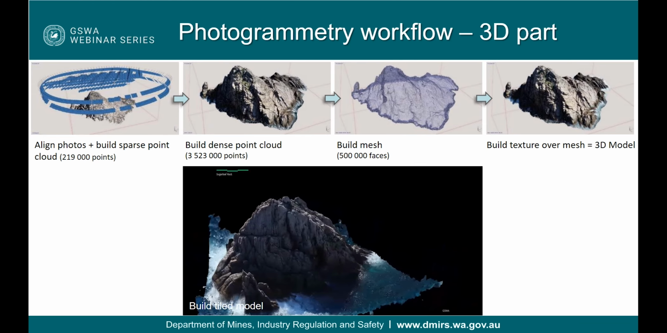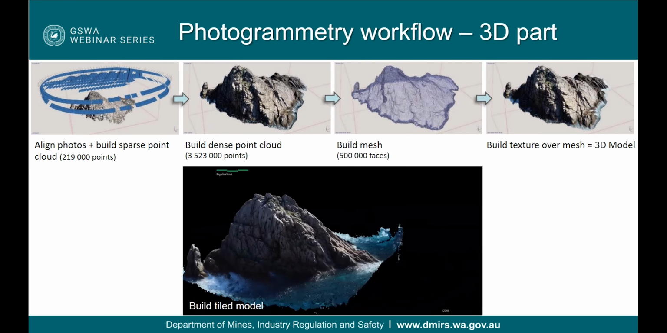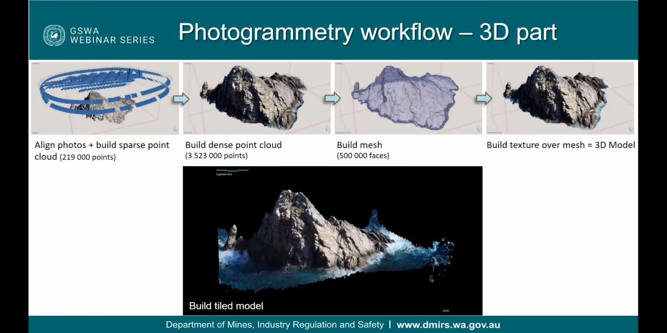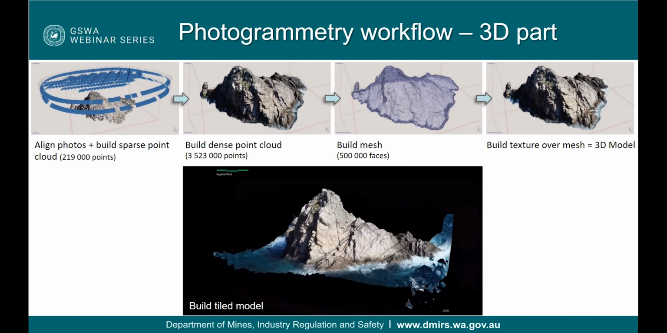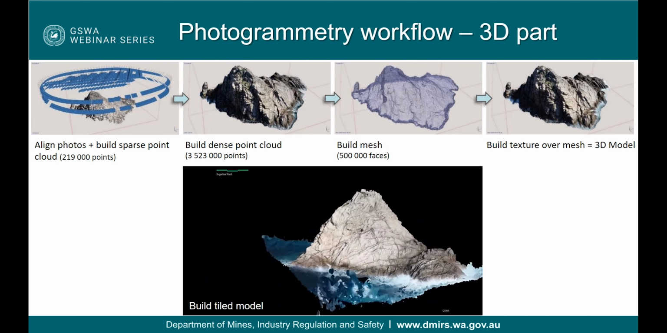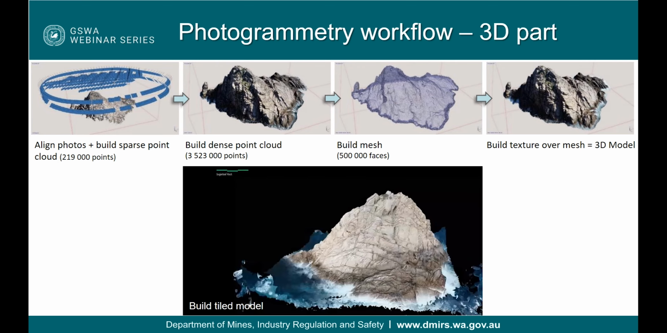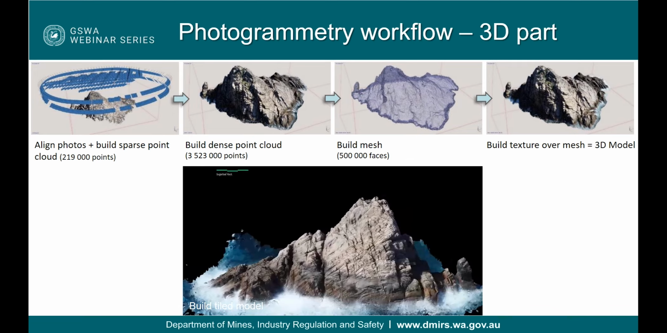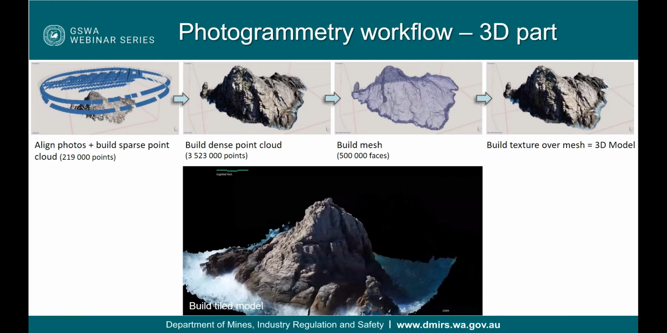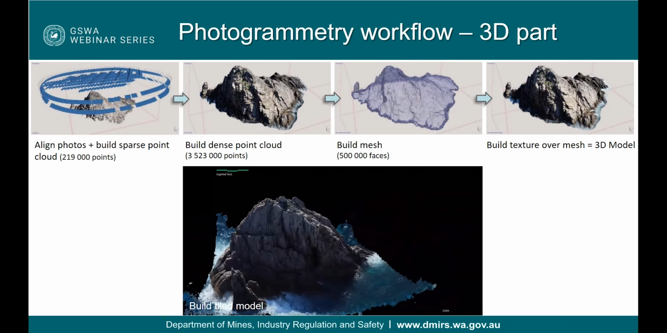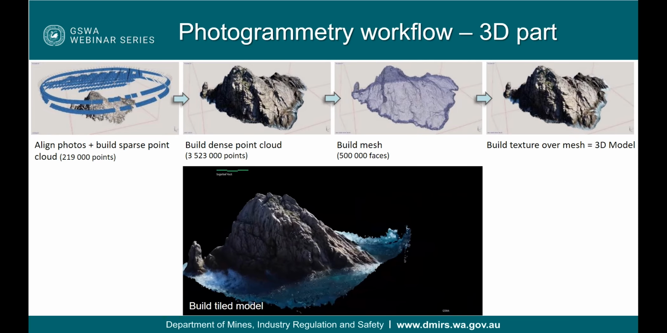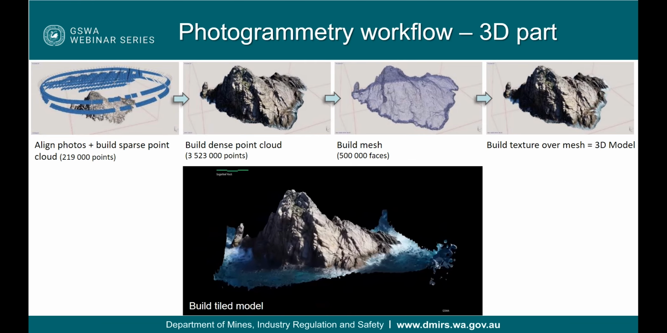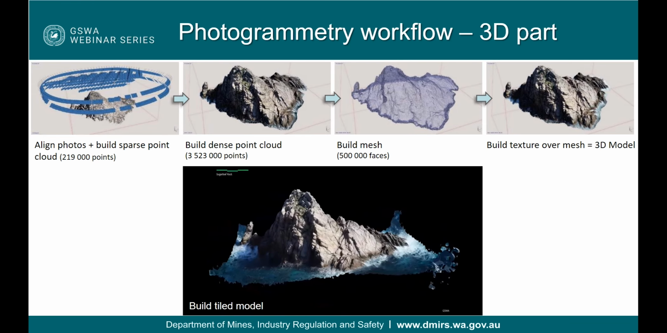Then you can create a mesh at a resolution of your choice. Here I chose 500,000 faces, which is relatively coarse but sufficient for what I wanted to represent. Finally, the software creates a texture draped over the mesh, and this is your realistic 3D model. Then you also have the option of creating a tiled model for enhanced visualization speed at full resolution.